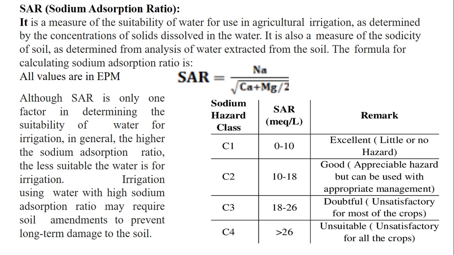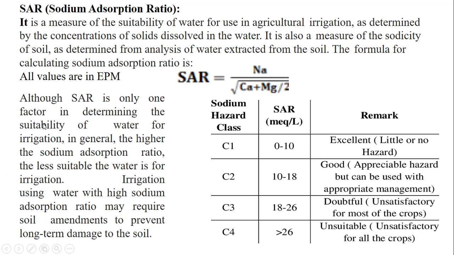So sodium adsorption ratio. It's a measure of suitability of the water for use in agricultural irrigation, and it is determined by the concentration of the solids dissolved in the water. It is also a measure of the sodicity of the soil as determined from analysis of water extracted from the soil. The sodium adsorption ratio can be calculated by this formula: Na divided by the square root of (Ca plus Mg) divided by 2. Here all the values are expressed in equivalents per million.